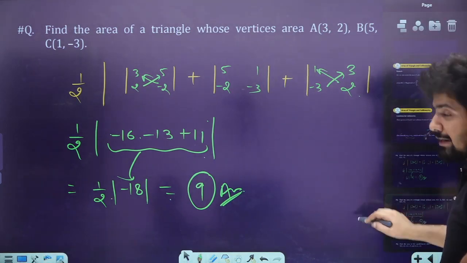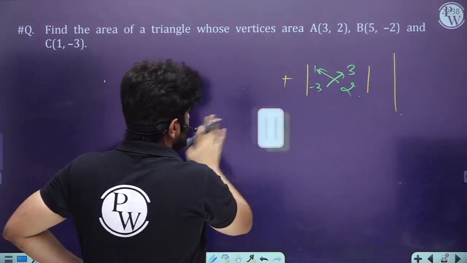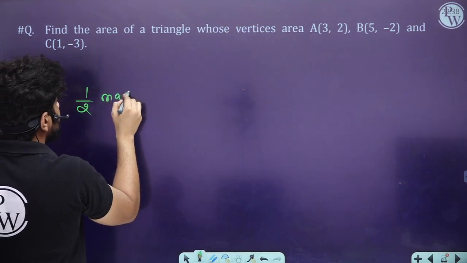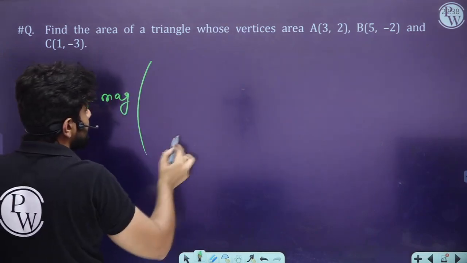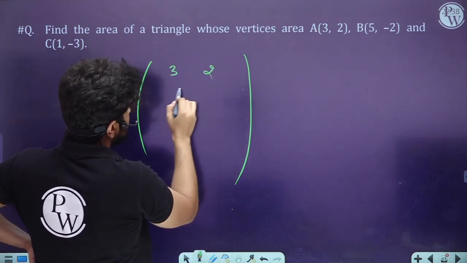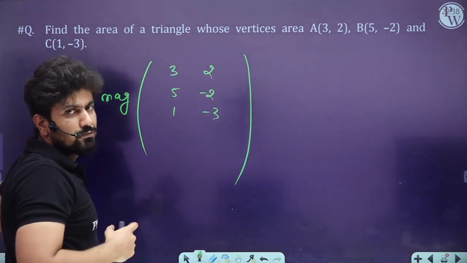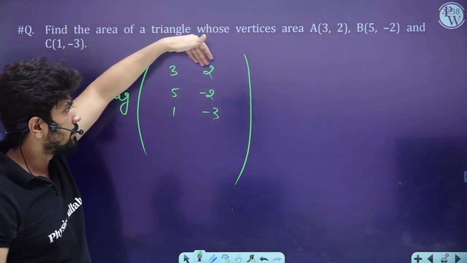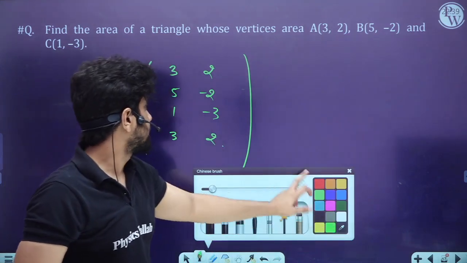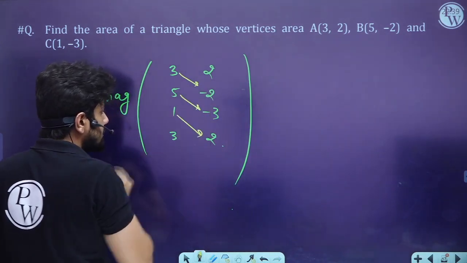Another way can go from the 3x3 determinant, if you are comfortable with that. And there is also one more way, which is a sort of trick. You can use this trick: half times magnitude of, whether you call it magnitude or determinant, just simply write these vertices: 3 2, 5 -2, 1 -3, and then again repeat the first one. We are starting with 3, 2, then end it again with 3, 2, and simple cross multiplication: multiply this into this, this into this, this into this, write that.